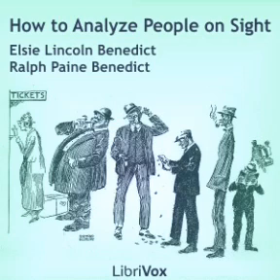How to Analyse People on Sight through the Science of Human Analysis. The 5 Human Types. By Elsie Lincoln Benedict and Ralph Payne Benedict. Printed and bound by the Roycrofters at their shops in East Aurora, New York. Copyright 1921 by Elsie Lincoln Benedict and Ralph Payne Benedict. All rights reserved.